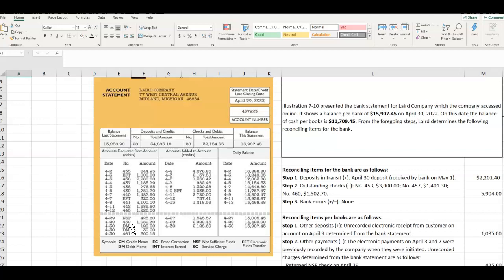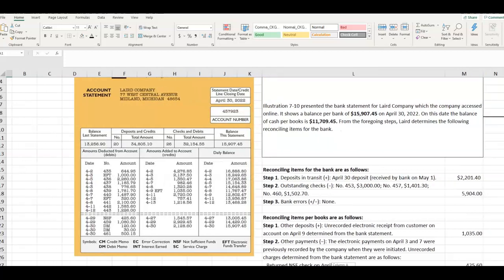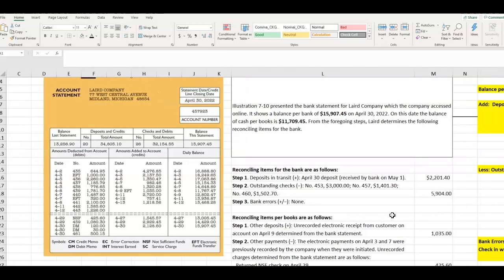A debit memo. DM here stands for debit memo. $120 and $30. The $30 happens to be just a service charge. The $120 is a fee for using debit and credit cards. So I'm going to go over here and show you how these look, just written out.